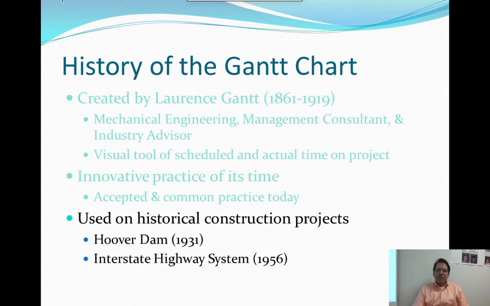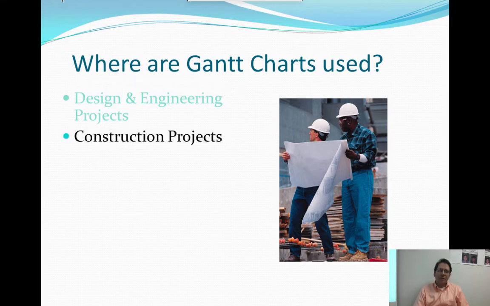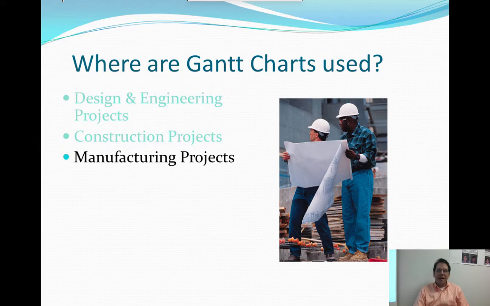Some historical projects that used the Gantt chart were the Hoover Dam, one of the first major projects, and the entire interstate highway system, also managed on Gantt charts. Gantt charts are used today in designing and engineering, so you'll see them on pretty much all construction projects. Manufacturing too: every Silicon Valley company uses Gantt charts in mapping out their project plan.